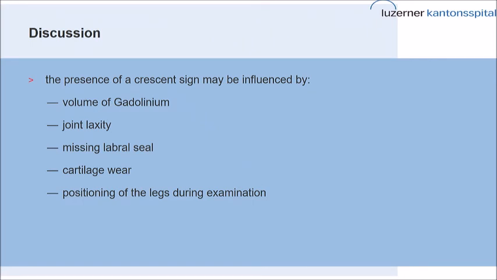Now, I think it's also a bit the problem of the crescent sign, because it may be influenced by the volume of gadolinium you apply into the joint. If you apply more, it could be more likely that you have more gadolinium between the joint surfaces. Then joint laxity may play a role, and a missing labral seal may enable the hip to be pushed out a little bit by the liquid. With cartilage wear, so we have OA, the head migrates into the cartilage defect, and you will have a positive crescent sign. Positioning of the legs during examination, if you tie the legs together or if you pull on the leg, may also influence the presence of a crescent sign.